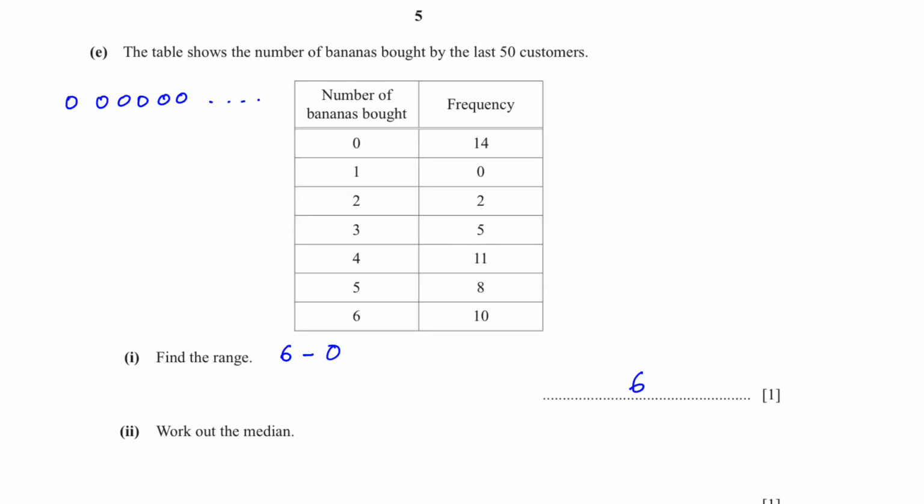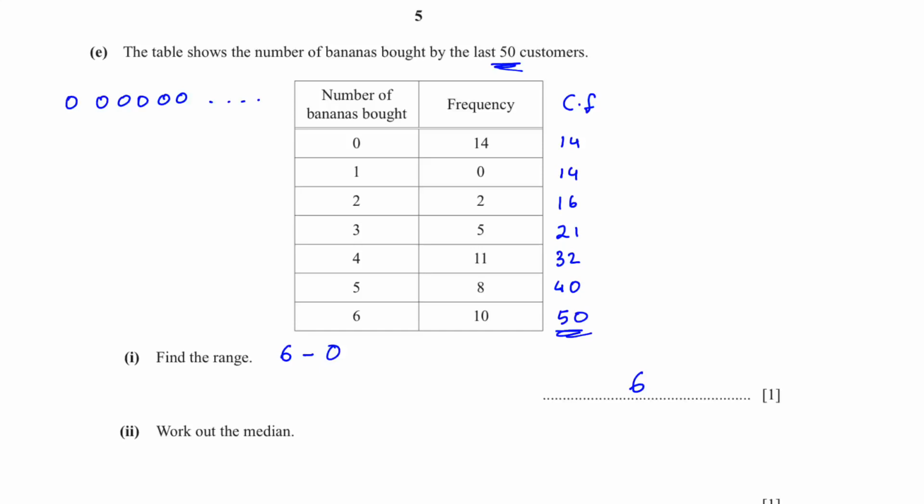So we'll write the cumulative frequency here. 14 plus 0 will give us 14. 14 plus 2, 16. 16 plus 5, 21. Plus 11, 32. Plus 8, 40. And plus 10, 50. The last number must be the same as the total number of customers. So there are 50.